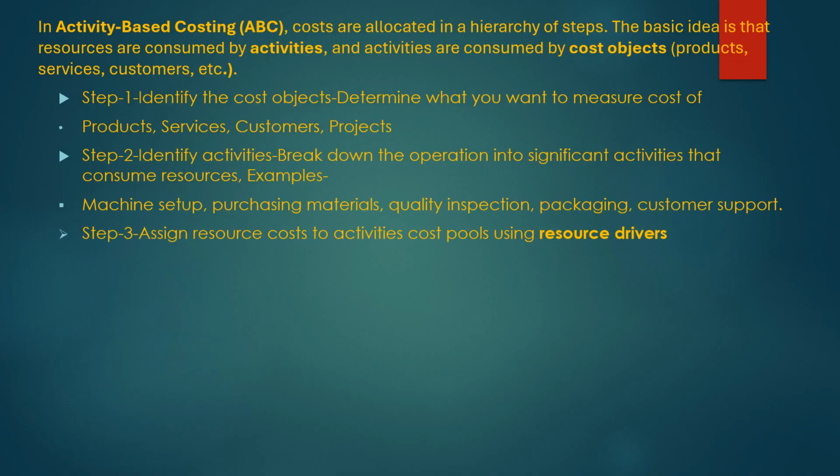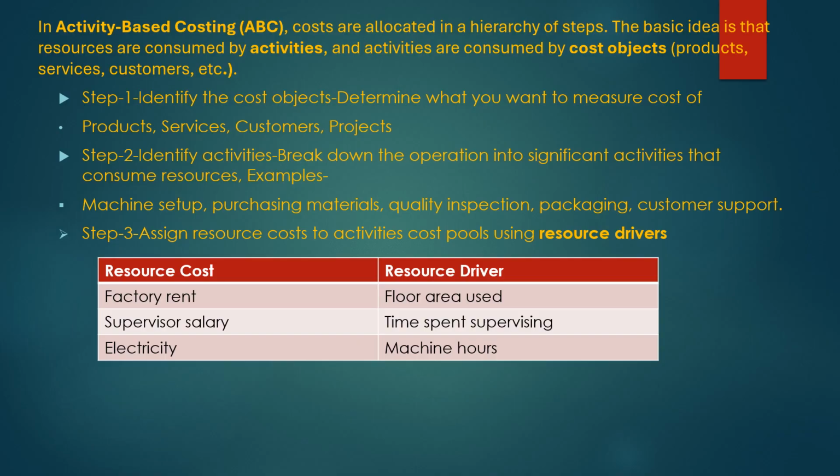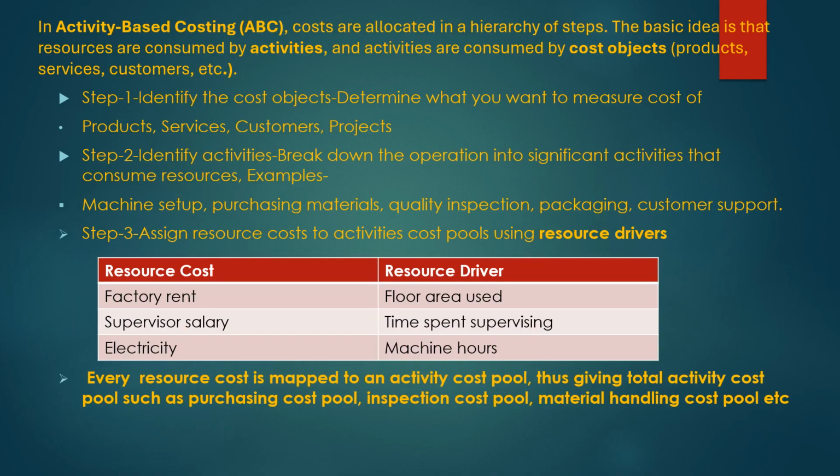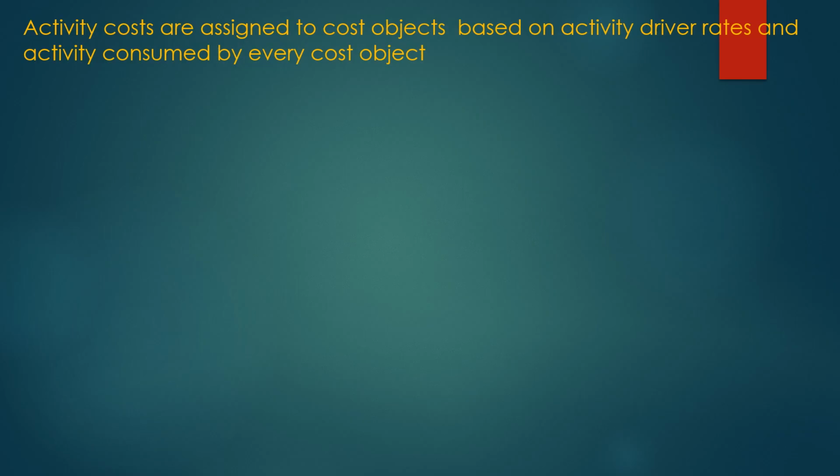Step 3. Assign resource cost to activity cost pools using resource drivers. Like these are the resource costs: factory rent, supervisor salary, electricity, and these are the resource drivers. For factory rent, it is floor area used. For supervisor salary, it is time spent supervising, and for electricity, it is machine hours. Every resource cost is mapped to an activity cost pool, thus giving total activity cost pools such as purchasing cost pool, inspection cost pool, material handling cost pool. Now, activity costs are assigned to cost objects based on activity driver rates and the activity consumed by every cost object.